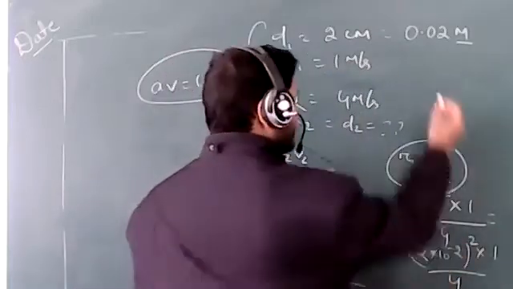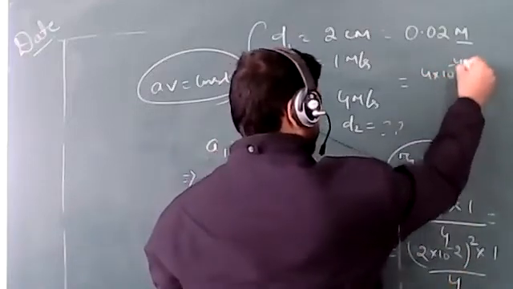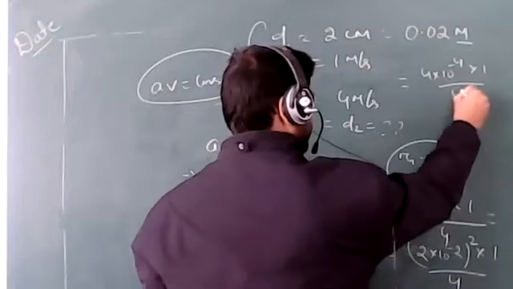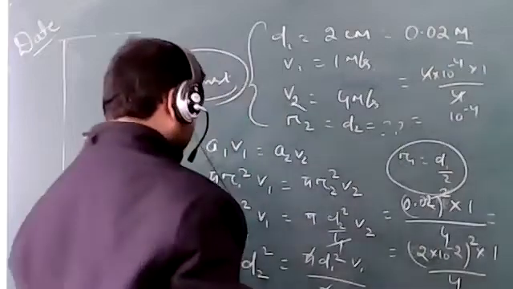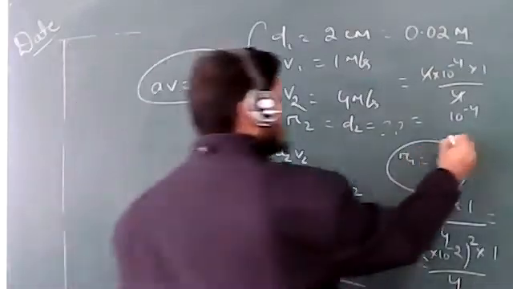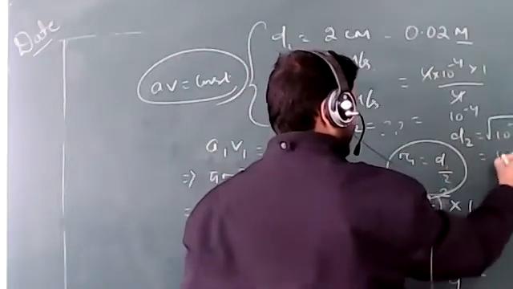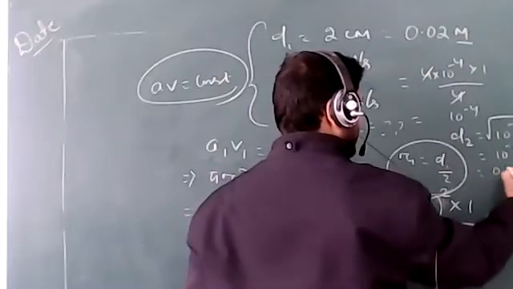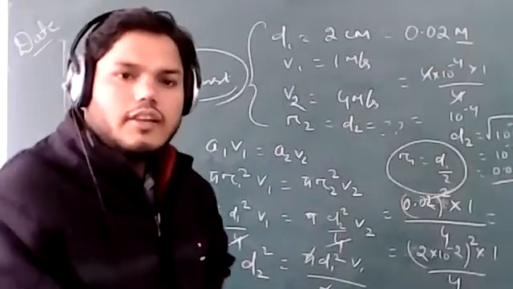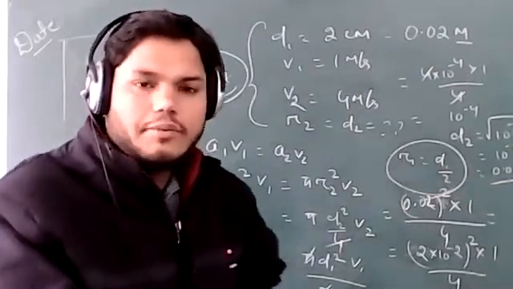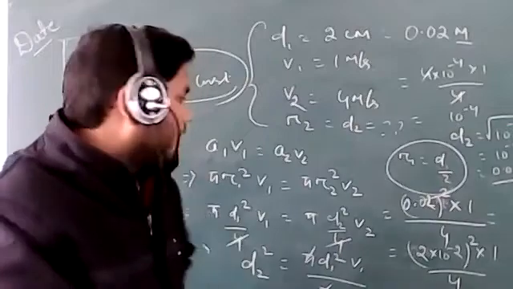So squaring, we get 4 into 10 to the power minus 4, into 1 divided by 4. 4 can be cancelled, so only 10 to the power minus 4 remains. This is d2 square. If you want to find d2 only, take the square root of 10 to the power minus 4, that will be 10 to the power minus 2, or 0.01 meter. If you want to convert into centimeter, it will be 1 centimeter only. So this is the second question we have discussed.